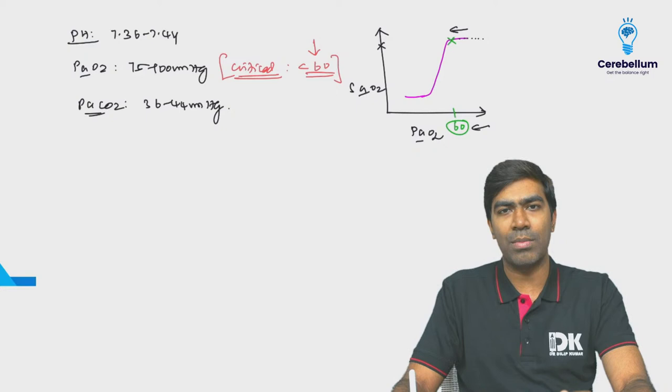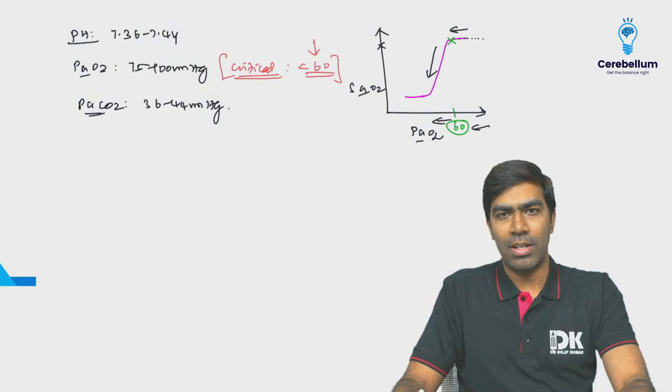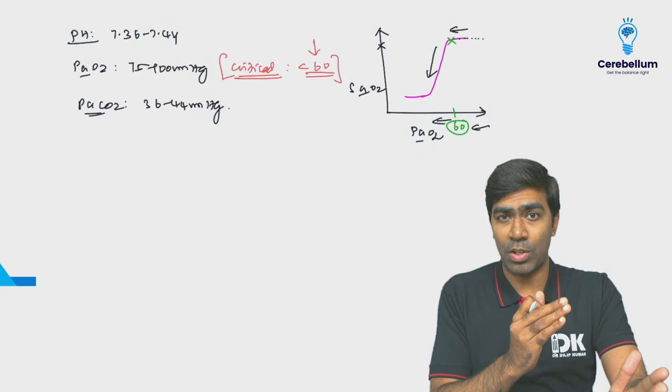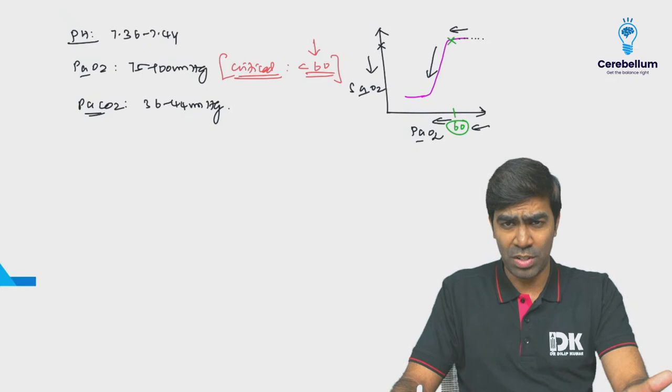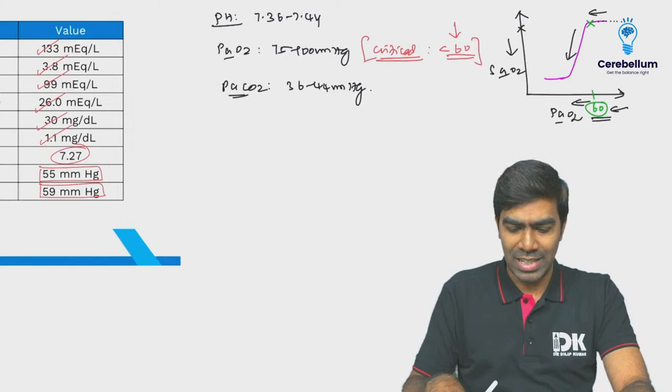But the moment your PaO2 goes below 60 millimeters of mercury, there's going to be a dramatic fall in the saturation. For every small change in the PaO2 below a value of 60 millimeters of mercury, there's going to be a dramatic fall in the saturation. That is why in most intensive care units, you keep a PaO2 target of at least 60 millimeters of mercury. That's a very, very important point. So that's why 60 is what we call the critically low PaO2.